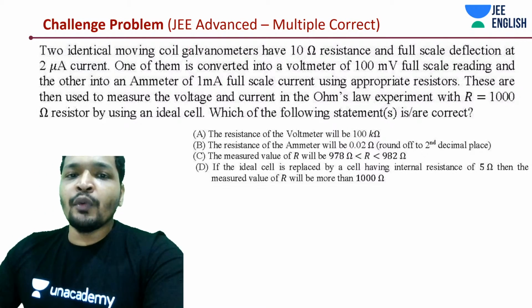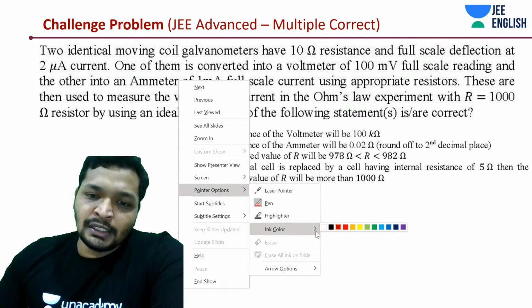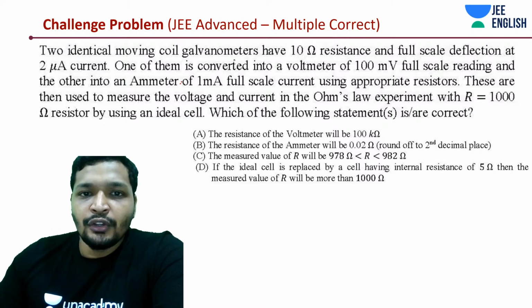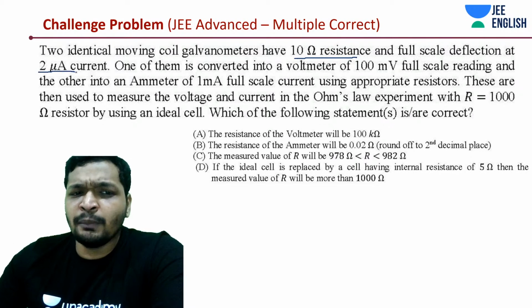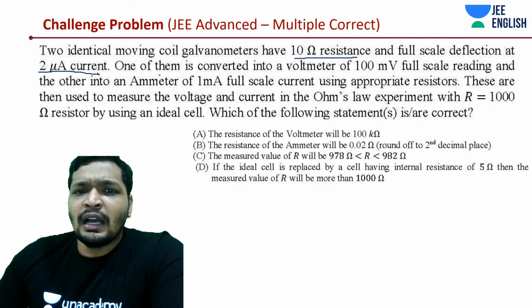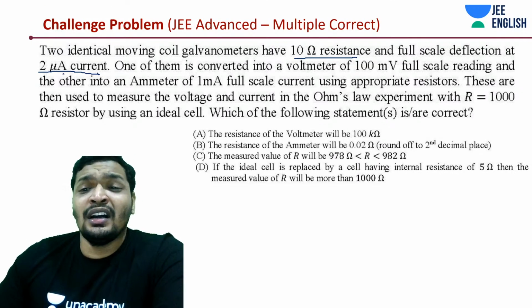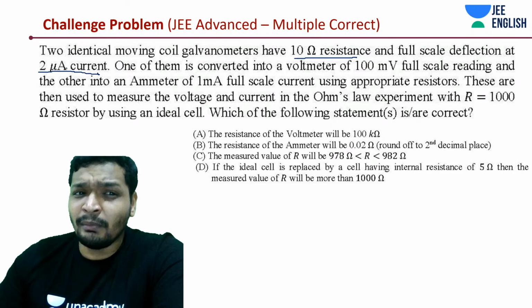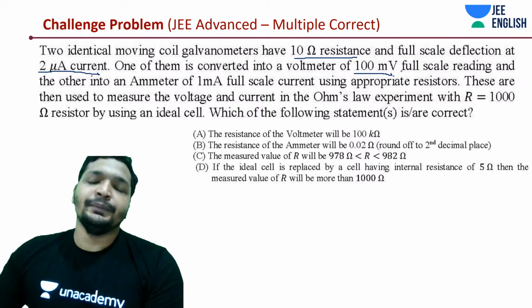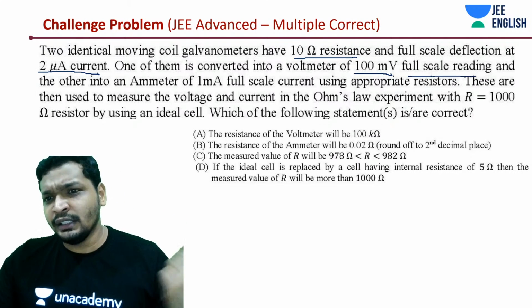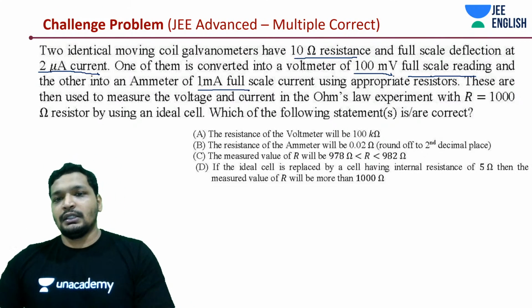So, 2 identical moving coil galvanometers. You have 2 galvanometers, both identical, with a resistance of 10 ohm and a full scale deflection current of 2 microampere. One of them is converted into a voltmeter with a range of 100 millivolts full scale, and the other into an ammeter of 1 milliampere, using appropriate resistors.